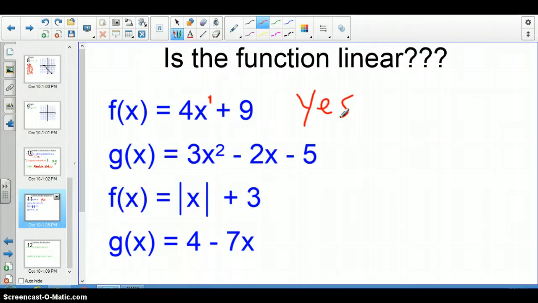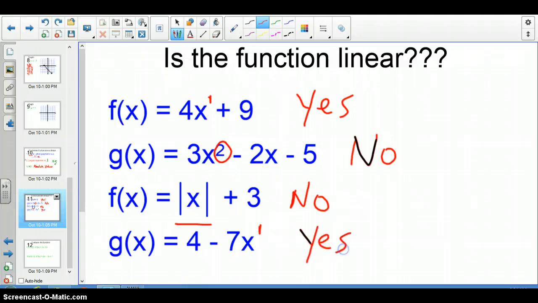Look at your largest exponent in the second one. It's a 2. Our largest exponents for linear functions are 1, so no, this is not a linear function. This is what's called a quadratic. The third one, you have absolute value of x. Absolute value graphs look like a V, so no, it is not a linear function. And then the last one, I find my x. Well, it's not there, so it's understood to be a 1, so yes, because our largest exponent for linear functions is a 1.